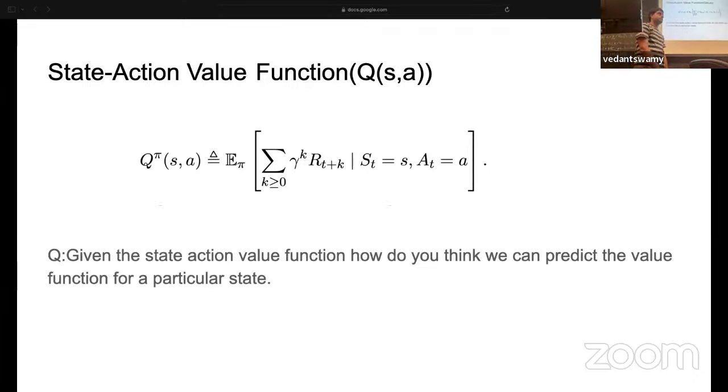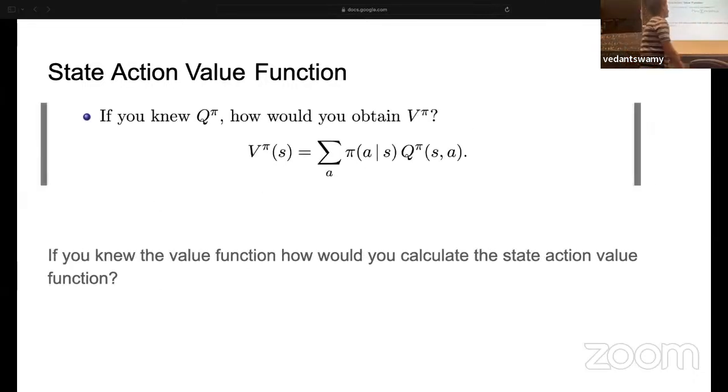We can sum it up for all possible actions. Right, so we can just sum it up over all possible actions, which can be seen on this slide. We just condition it on the probability and multiply it out to get the value function. Now, if you knew the value function, how do you think we can generate the state action value?